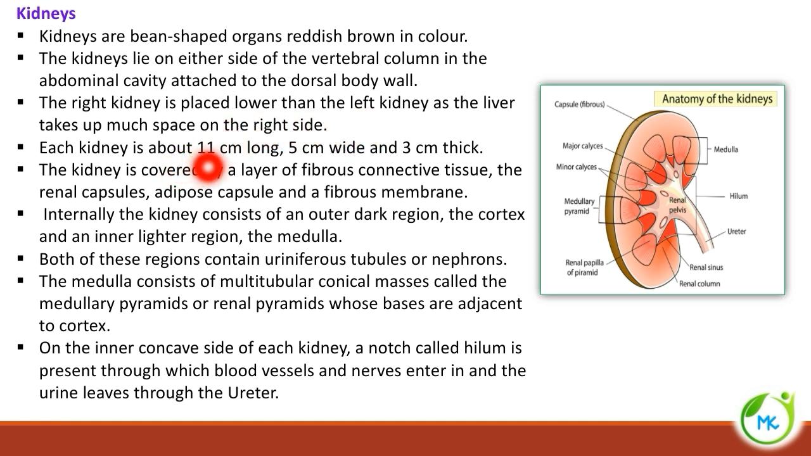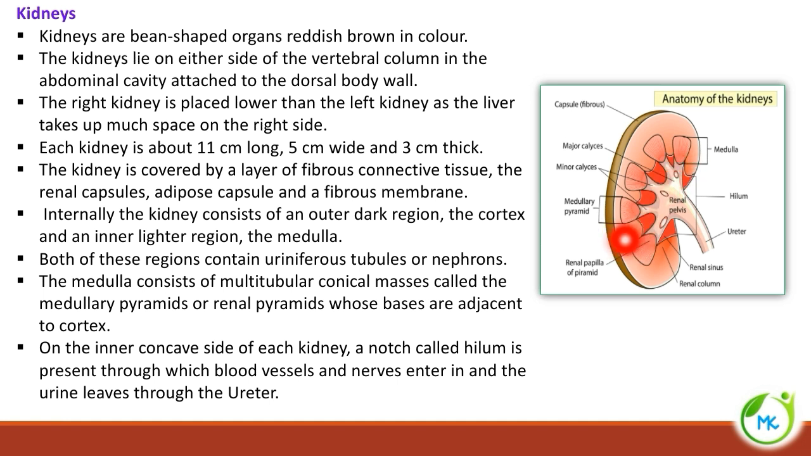Each kidney is about 11 cm long, 5 cm wide and 3 cm thick. The kidney is covered by a fibrous connective tissue, and the name of the tissue is referred to as capsule: the renal capsule, adipose capsule and a fibrous membrane. When you see the internal structure of the kidney, there is an outer structure referred to as the cortex, which is dark, and the inner structure referred to as the medulla, which is somewhat pale or lighter.